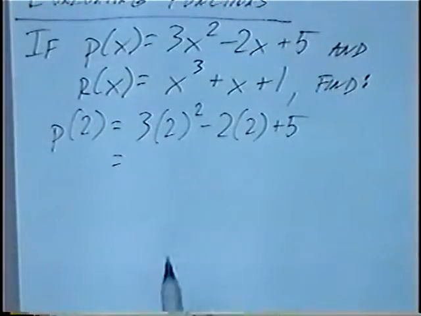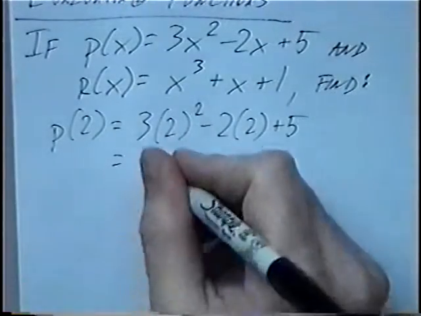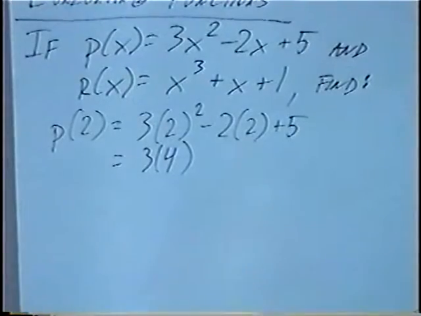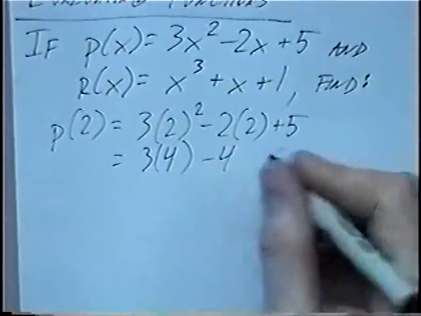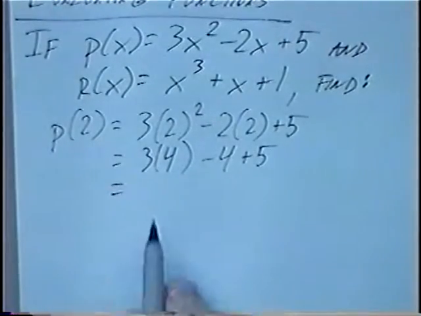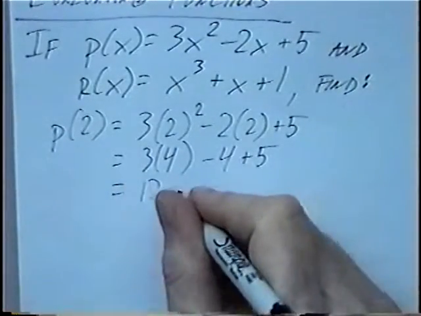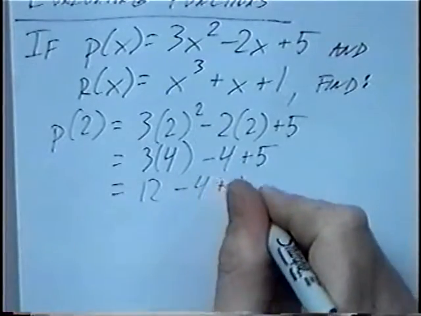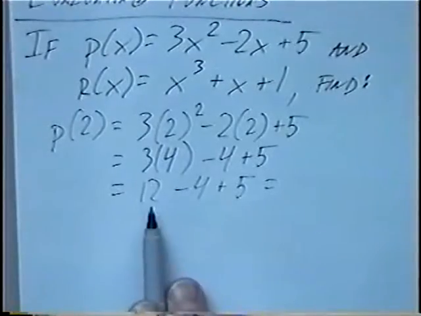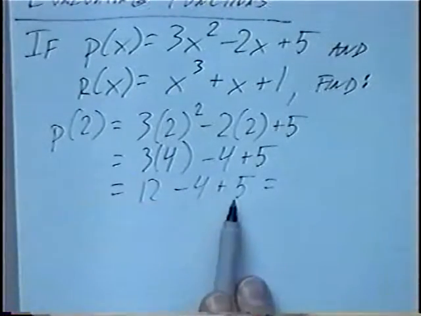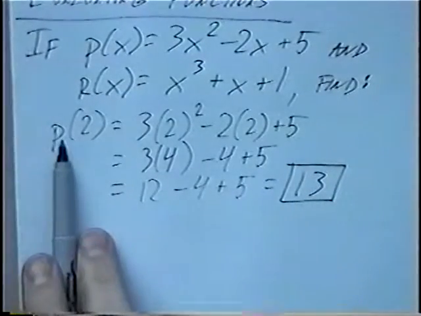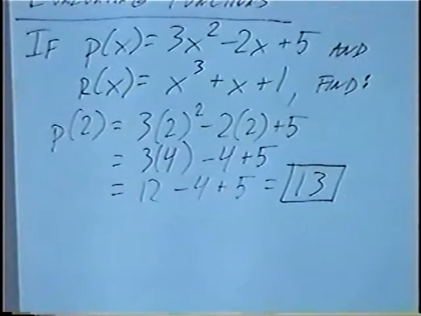Simplifying, exponents first, 2 squared would be 4, 3 times 4, negative 2 times 2 would be negative 4, and plus 5. Equals, 3 times 4 would be 12, and then minus 4 plus 5. Adding and subtracting from left to right, 12 minus 4 would be 8, 8 plus 5 would be 13. So in this question, p of 2 equals 13.